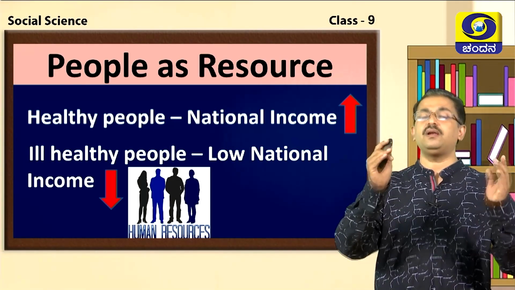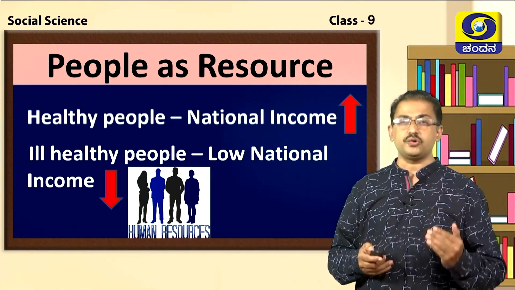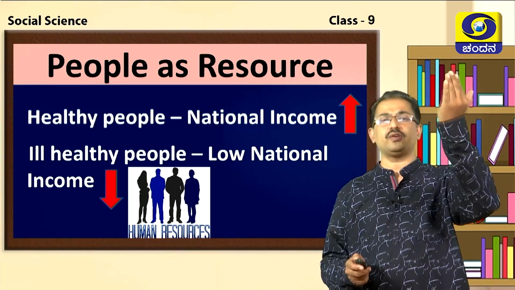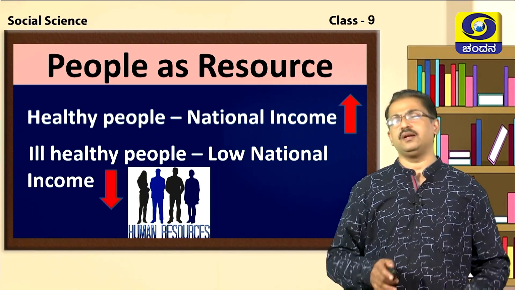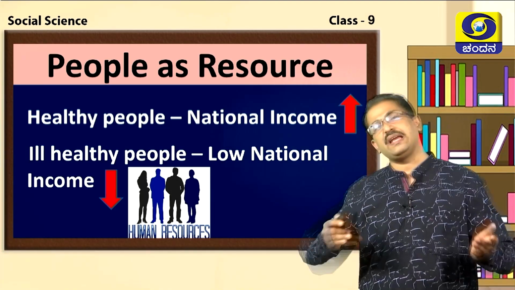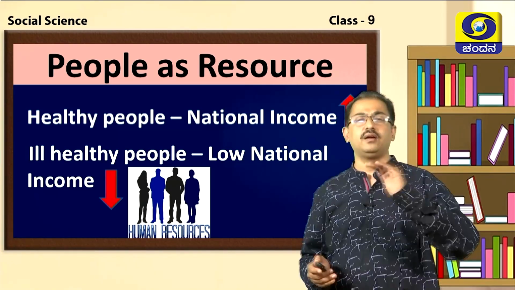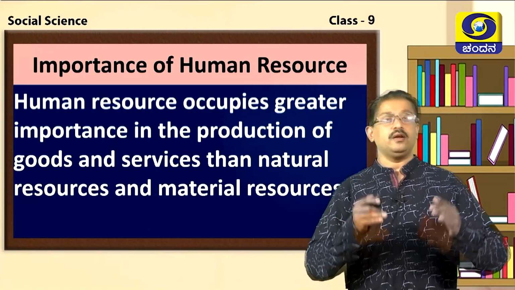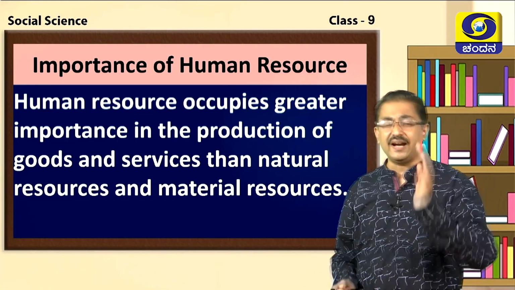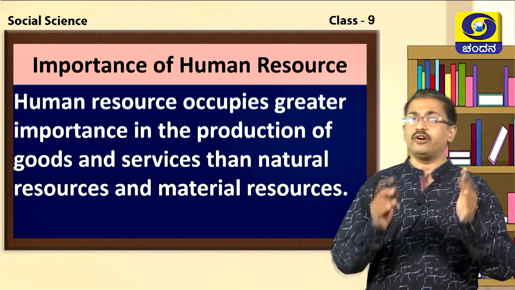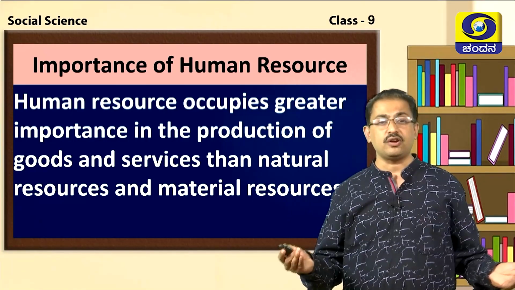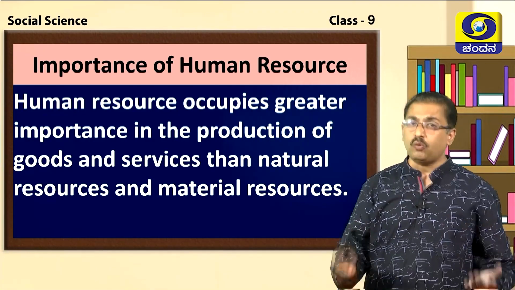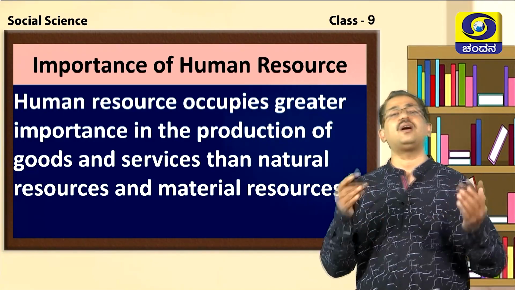Let us see people as resource. Dear students, if healthy people are found in the nation, national income automatically goes high. If there are unhealthy people, if 70 to 80% of people are aged, sick or unhealthy, national income also comes down. Low national income results. So, human resource occupies greater importance in the production of goods and services than natural resources and material resource. You may have natural resources and material resource, but what if the human resource itself is not proper?